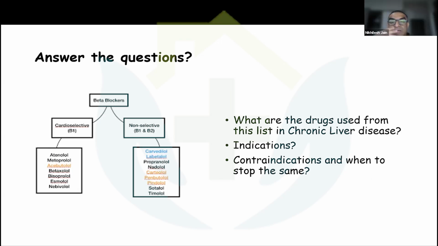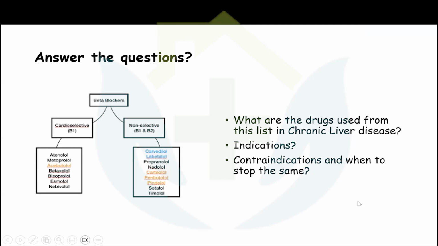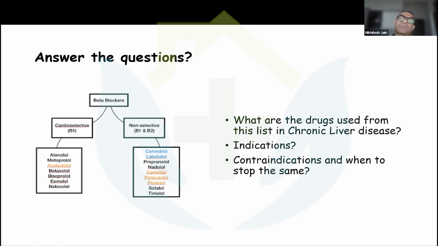Hypotension. Can I have one answer? I believe two people answered simultaneously. Hypotension, can you repeat it? Hypotension. Correct. What else? Hepatorenal syndrome, bronchial asthma. Correct. Right. So a patient who is on beta blockers because of portal hypertension, once they develop HRS, then you need to stop the same, right?